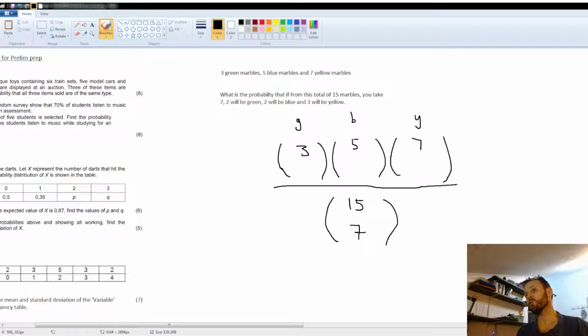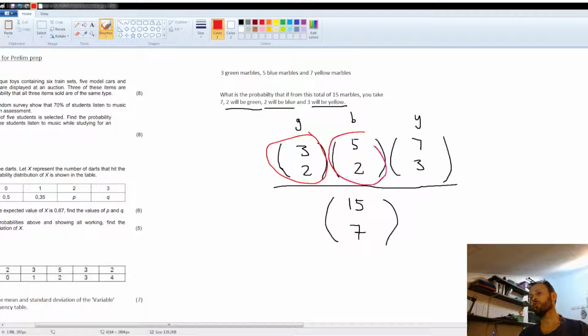So how many green do we want? 2. We want 2 to be green. How many blue do we want? 2. There you go. And 3 will be yellow. And that's it. Once again, I'm not going to evaluate this combination, but you put that into your calculator, you get the answer. Ta-da! And as you can see, there are more than 2 categories here. We've got 1, 2, 3 categories, but it's exactly the same.